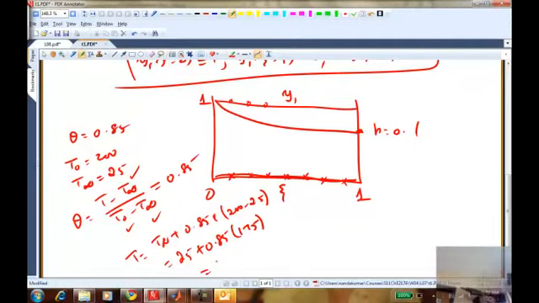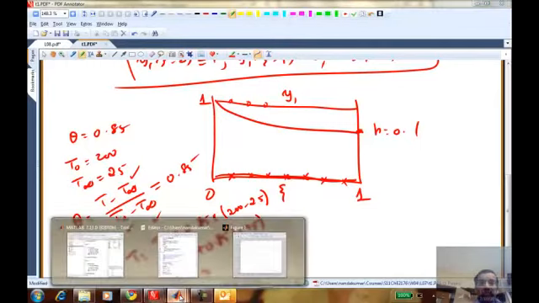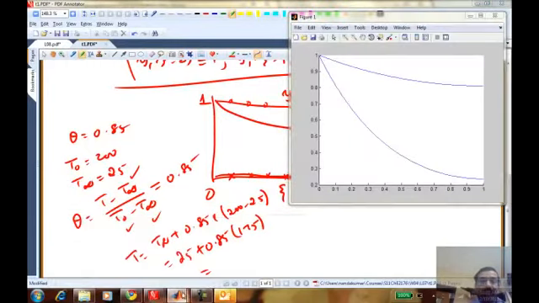Okay, that's how you will go back to dimensional temperatures that you are solving for after you get the temperature in the dimensionless field. Okay, so let's complete this.